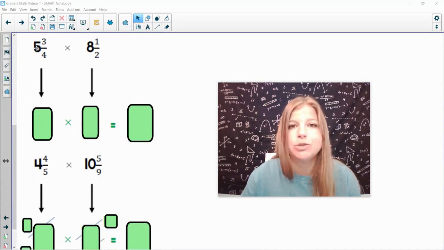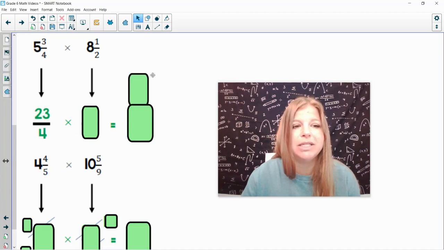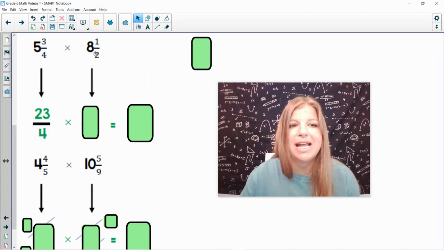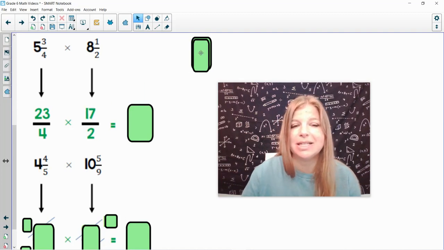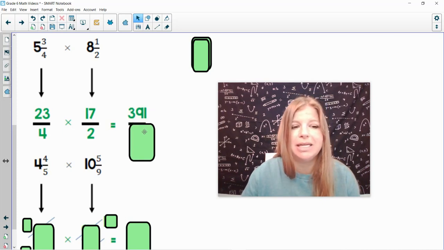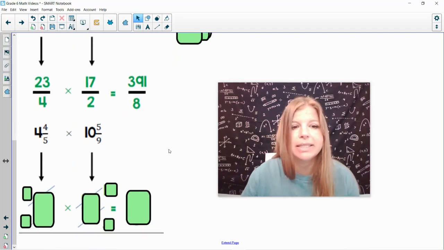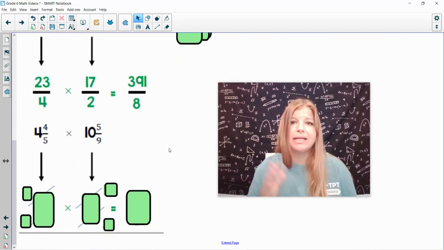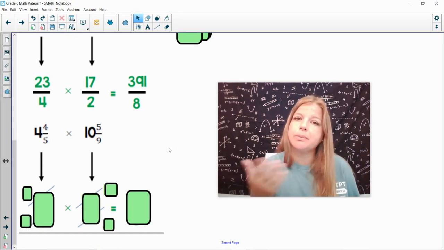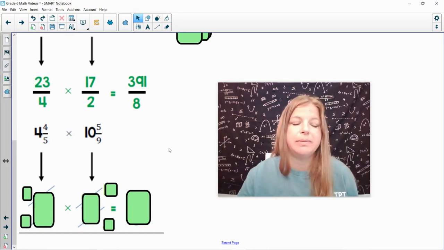4 times 5 is 20, plus 3 is 23, so that's 23/4. 8 and 1/2, 2 times 8 is 16, plus 1 is 17, so that's 17/2. I can't cross simplify anything here. 23 times 17 will give me 391. 4 times 2 is 8. That's it. I know these are big numbers, but that's the process. And so it doesn't matter if they're big numbers or small numbers, the process is going to be the same.